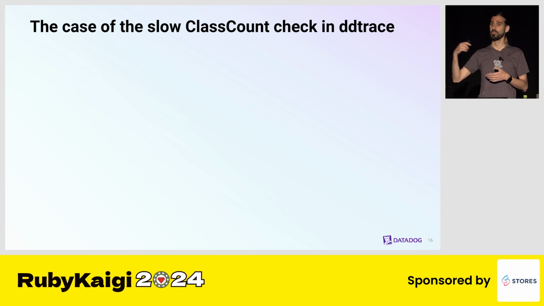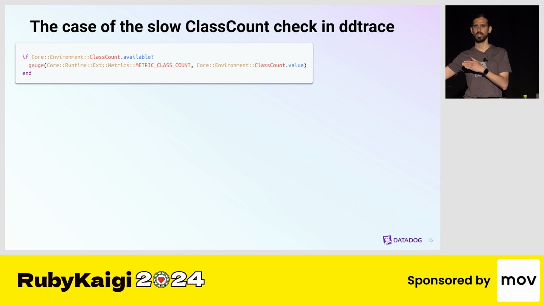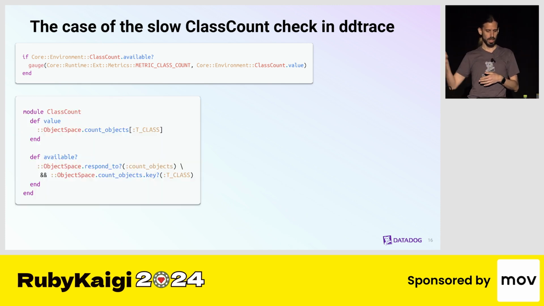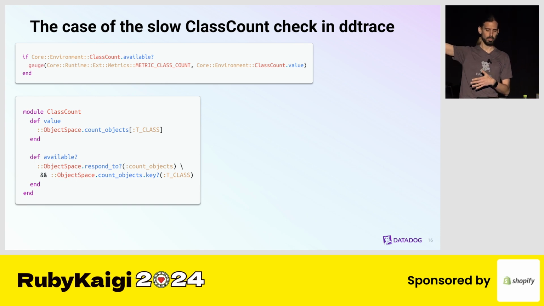The other one is actually from the gem itself. We have some metrics that we publish, and one is class count, so how many classes are loaded in your Ruby VM. We check if the metric is available, because it might not be on some Ruby versions or JRuby, and if so, we publish it. We had something like this: where available, we check if the APIs existed in object space and if it included the key we wanted. And if so, we published it.